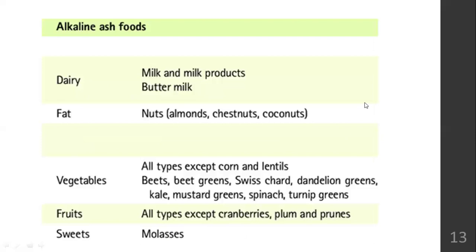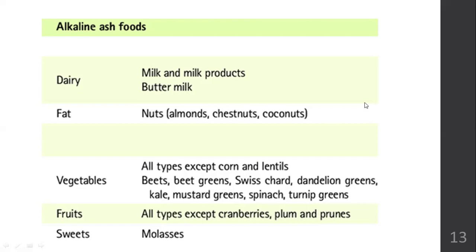Alkaline ash foods are prescribed when you have too much acidic food and you are having oxalate stones, struvite stones. If you're diagnosed with struvite stones or oxalate stones, you will be guided towards alkaline ash food. So milk products, buttermilk, almond, chestnut, coconut are the main fats for you. Coconut oil can be used here. Vegetables, all vegetables except for corn and lentils, which were given in the acid ash food, should not be given here. Corn and lentils were given there, but not here.